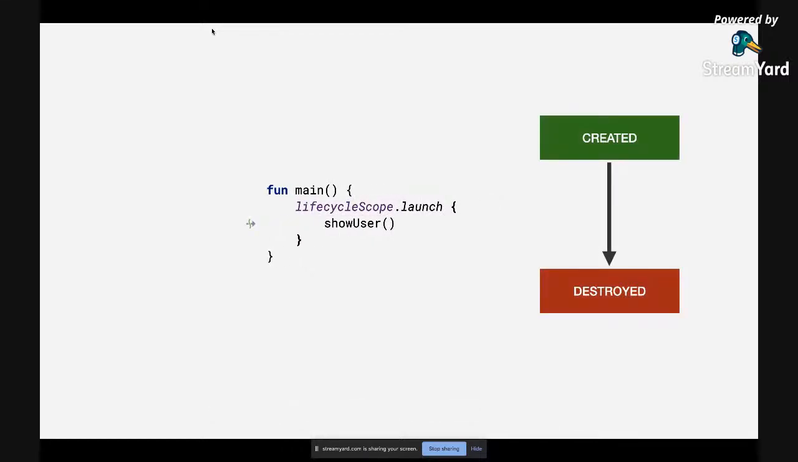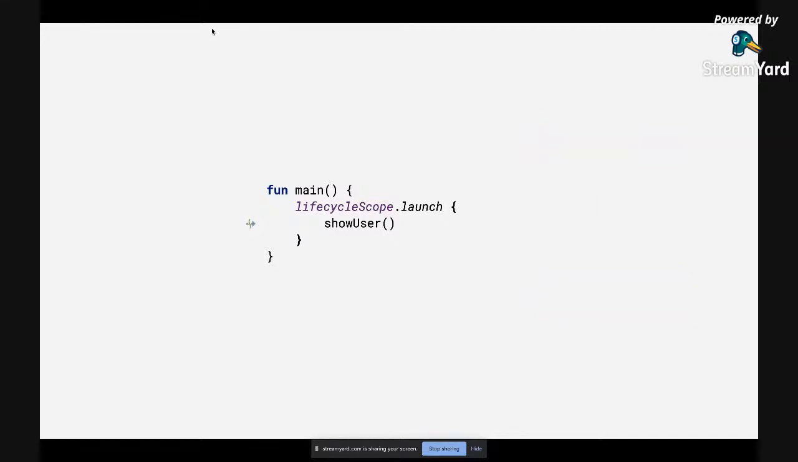So this provides the magic of automatically clearing or canceling all the jobs running in the specified scope when the activity or fragment is destroyed. It's pretty much similar to how you would do it in RX, where you manage a subscription and then unsubscribe, clearing all the subscriptions in onDestroy or something. So this is done automatically using scopes in the coroutine world.